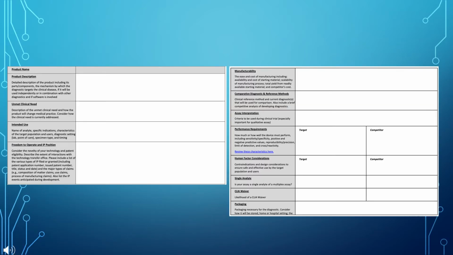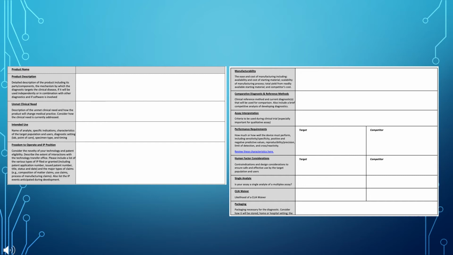This template is used for developing a diagnostic TPP. In the first box, you can enter product description, what the product does, if it is an ELISA assay, if it is a PCR-based assay, if it's some other type of diagnostic test used in the clinic. Second box below that is unmet clinical need, where you see the opportunity for your product to ultimately deliver upon a better treatment experience for the patient.